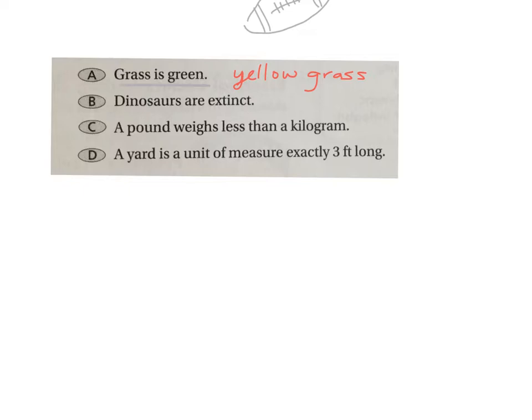Whereas if you look at D down here, it says a yard is a unit of measure exactly 3 feet long. Exactly, that's a good word for a definition, because then you know you're being precise, okay? And there is no other unit of measure that I'm aware of that is exactly 3 feet long. So if something is a yard, then it is exactly 3 feet long. If something is exactly 3 feet long, then it is a yard in length. Both of those are good conditional statements, so we would say that is a good definition.